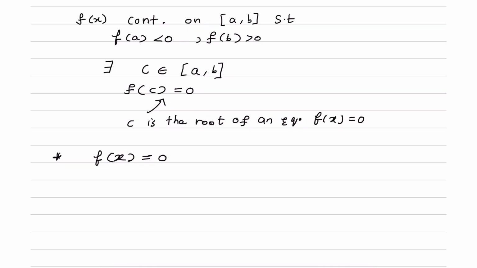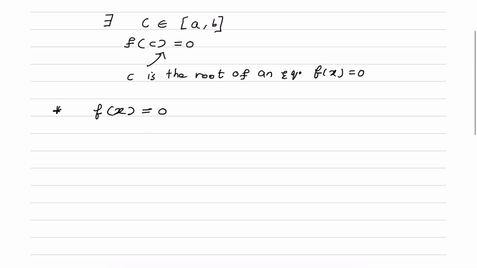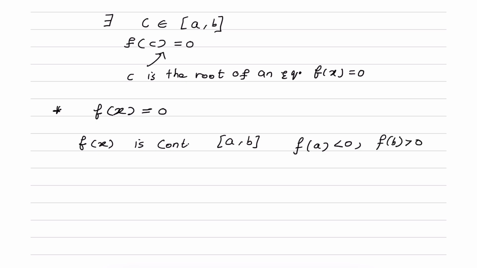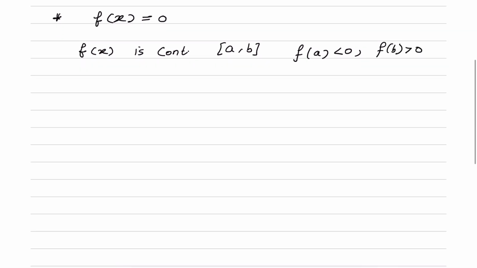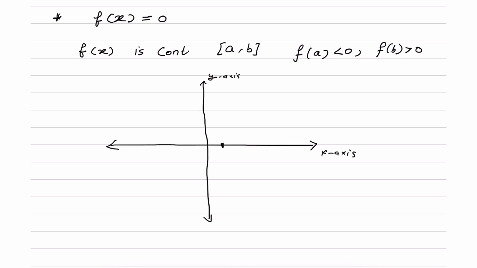Let's say we have an equation f of x equal to 0 and we have to find its root geometrically by using the Newton Raphson method. Let's say f of x is continuous on this interval AB and f of a is negative and f of b is positive. Let's draw a graph based on this information that we have so far. Let's say this point is A and this point is B.